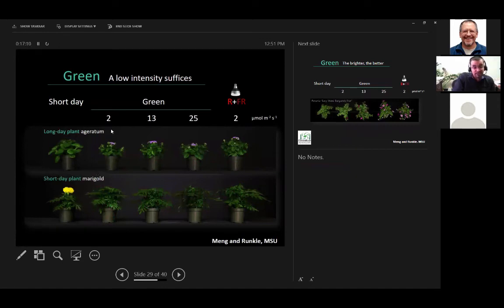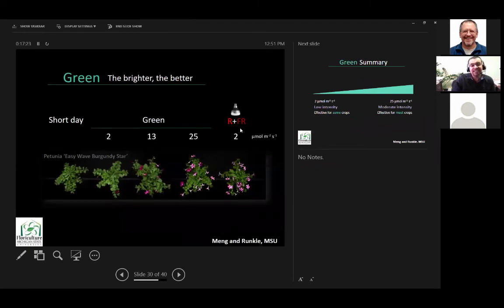William found that when you have low intensity green light, you can actually have very similar responses to providing red and far red light. Unfortunately, this isn't the case for every species, as he found with Petunia. With Petunia and green light, the brighter, the better. When we had 13 to 25 micromoles, we had similar flowering responses to low intensity red and far red light, but very little flowering under a low intensity of 2 micromoles.